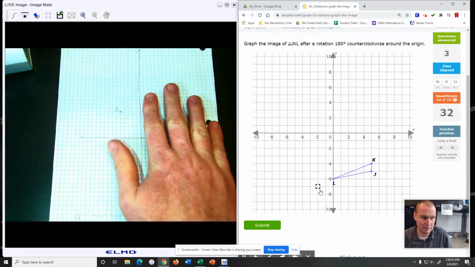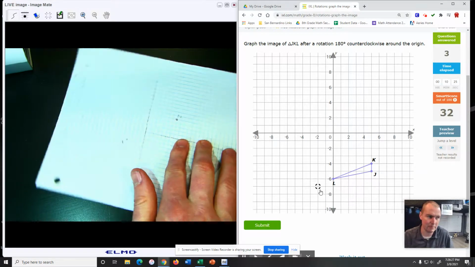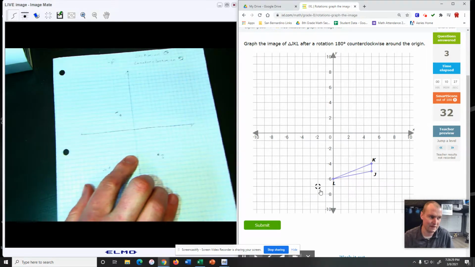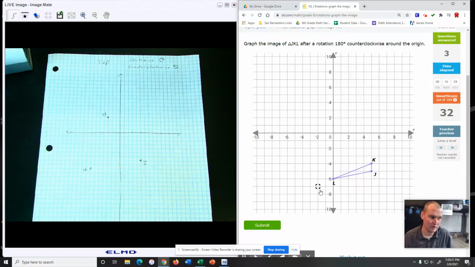But it's still the same thing, because what I'm going to do is I'm going to reset my graph paper and put the top back on top. And I'm going to draw out my triangle, and it's in order right here, JKL. Okay, so starting with point J, look at my IXL here.